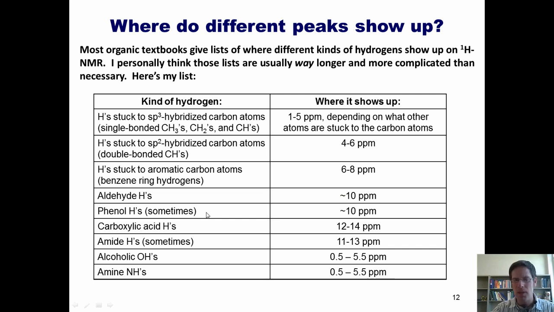Phenol hydrogens sometimes appear at the same place, although I've seen them appear in other places, and they can vary depending upon the solvent and concentration in which the proton NMR is run. Carboxylic acid hydrogens usually appear 12 to 14 ppm. Amide hydrogens sometimes appear 11 to 13 ppm, although once again I've seen a lot of variability there. Alcohol OHs appear 0.5 to 5.5 ppm, and amine NHs appear 0.5 to 5.5 ppm as well. Once again, in these last two, I've also seen a tremendous amount of variability depending on the concentration or the temperature or way in which the sample is run.